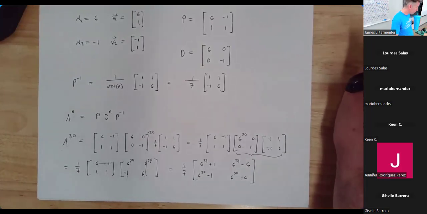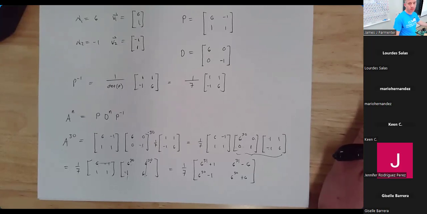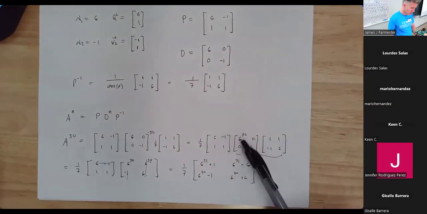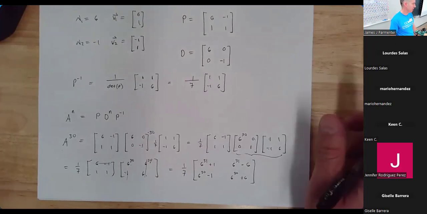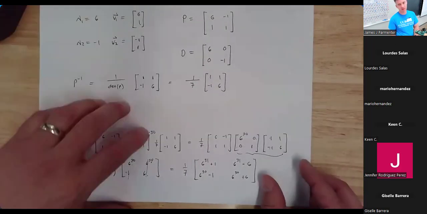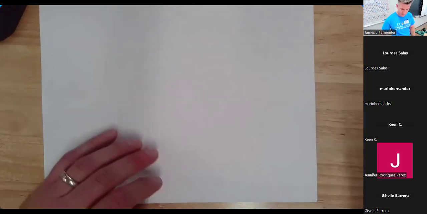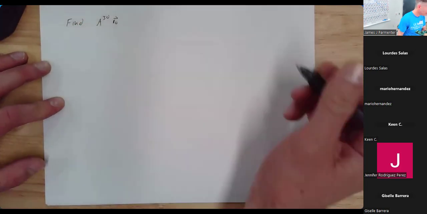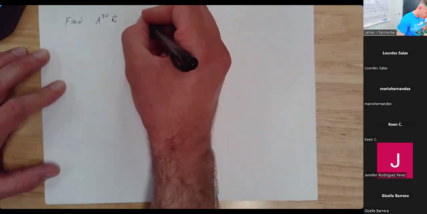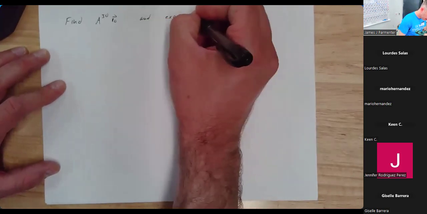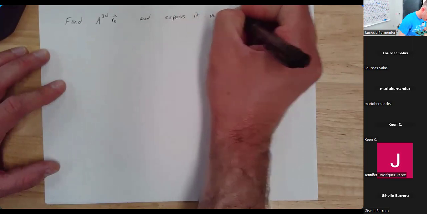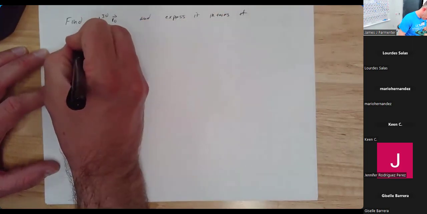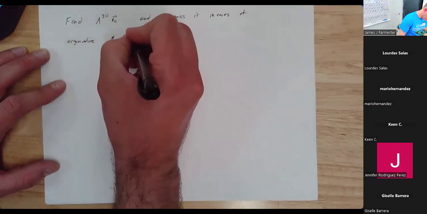Okay. Now, let's take a look at that. What if instead they had asked us to do the other thing? Well, in fact, here's what I'm really trying to get at. What if they said, find A to the 30th times N naught and express it in terms of eigenvalues and eigenvectors.